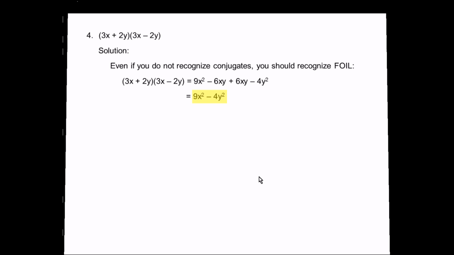Doing a conjugate by FOIL really isn't that much longer. Number 5. I've got x squared plus 9y times x squared minus 9y. Again, it's conjugates, but suppose you don't notice conjugates, you're going to do FOIL. So x squared times x squared gave me the x to the fourth. When you do the outer, minus 9x squared y.